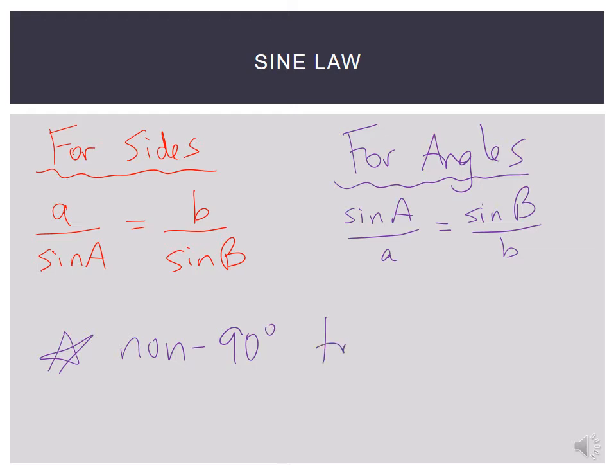And the key to this: non-90-degree triangles. So as soon as you don't see that little square for 90, that means what we learned yesterday, SOHCAHTOA, and also the Pythagorean theorem, which is only available as a tool on 90s, you can't use that. So for triangles that don't have 90s in them, you can't use SOHCAHTOA, you can't use the Pythagorean theorem.